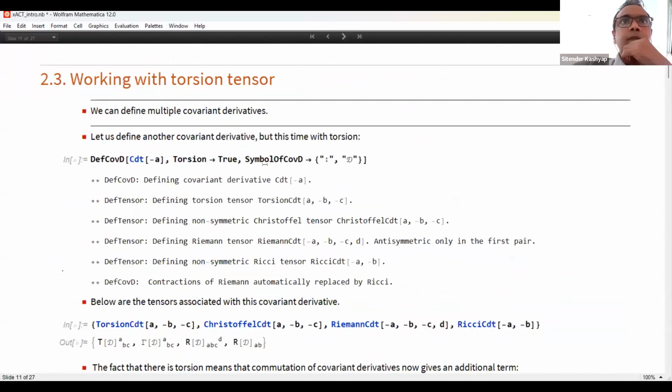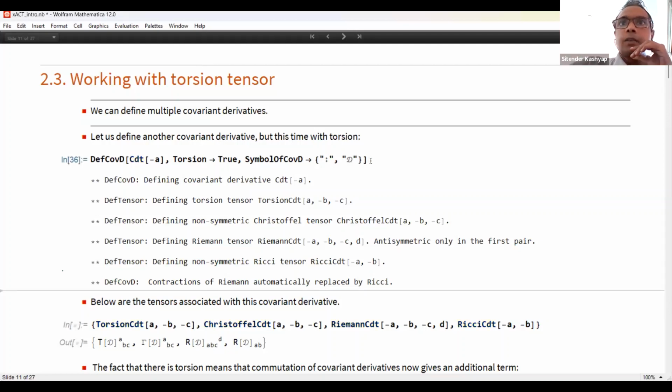Now, working with the torsion tensor, as someone asked. In xAct, there is a possibility of defining multiple covariant derivatives, not just one. So let's define another covariant derivative, but this time it has torsion. DefCovD is the command, and the name we will give is CDT, covariant derivative with torsion, and it will have a lower index. Torsion true means it will have non-zero torsion. And the symbol of the covariant derivative will be this colon and curly D.